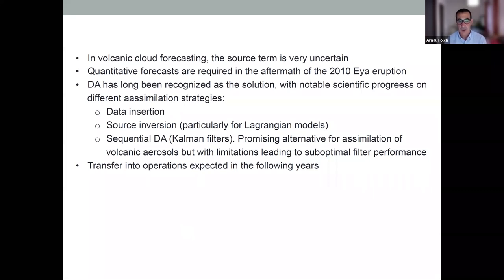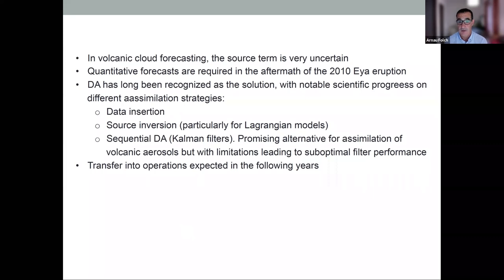Source inversion is also very popular, in particular for Lagrangian models, because it's quite optimal if you apply this elementary Bayesian strategy, which does not work for Eulerians, even though some alternatives have also been proposed for doing the source inversion using Eulerian models. And then several authors have also started to explore more standard sequential data simulation strategies based on different types of Kalman filter.